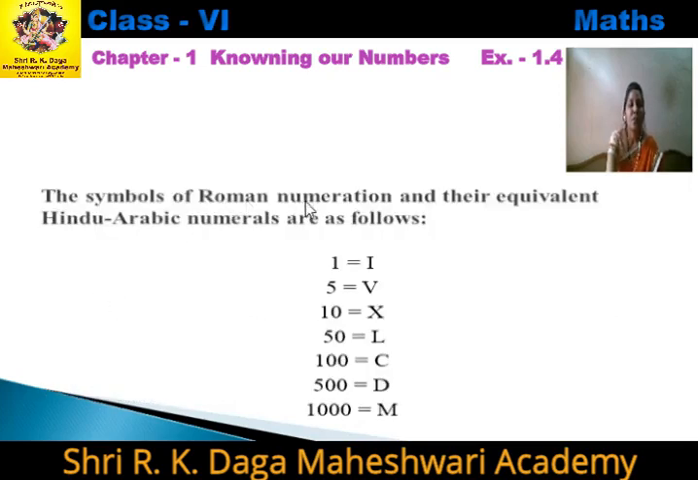The symbol of Roman numeration and their equivalent Hindu-Arabic numerals are as follows. For 1, we write I. For 5, we write V. For 10, we write X. For 50, we write L. 100 can be represented by C. 500 can be represented by D. And 1000 can be represented by M.